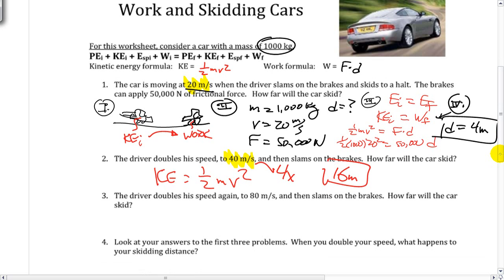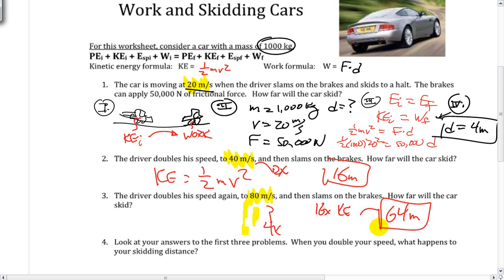How about if you double the speed again? Now we're up to 80 meters per second. So that's 20 to 80, which is 4 times the speed, right? Actually, I guess that's double the speed twice, so it's 2 squared. But anyway, if you have 4 times the speed, it's how much more kinetic energy? 1/2 mv squared, what's 4 squared? 16 times the KE, right? So if you have 16 times the kinetic energy, you're going to have 16 times the braking distance. 16 times 4 is 64 meters, okay?